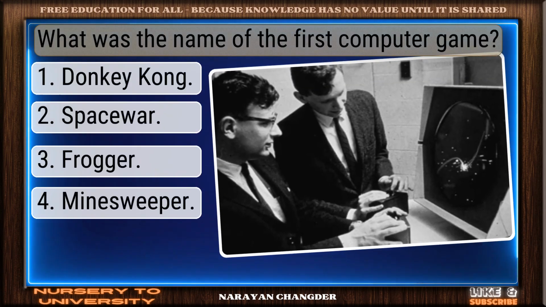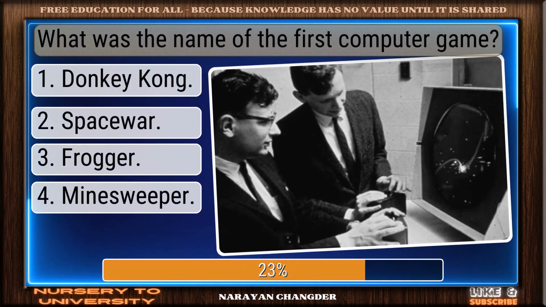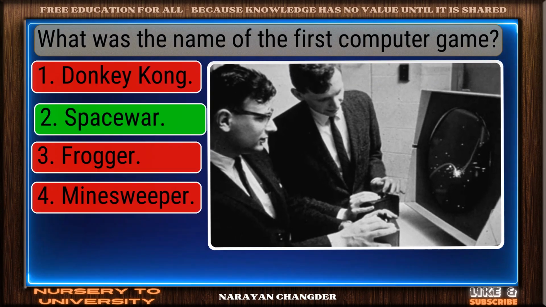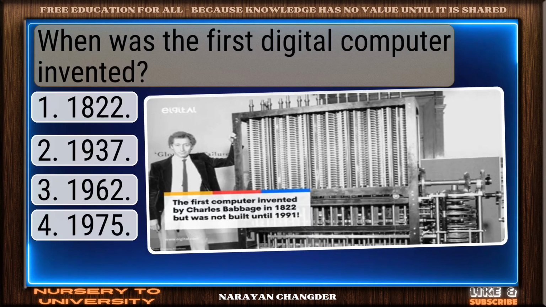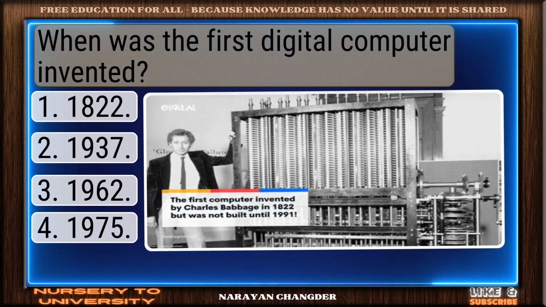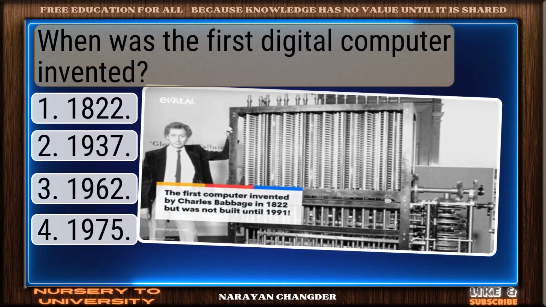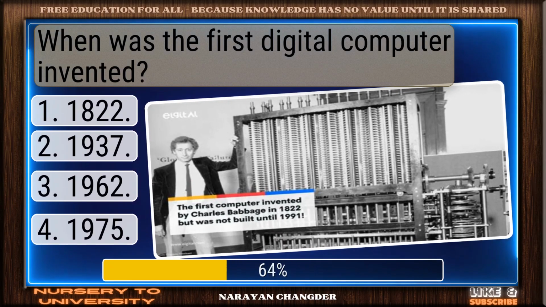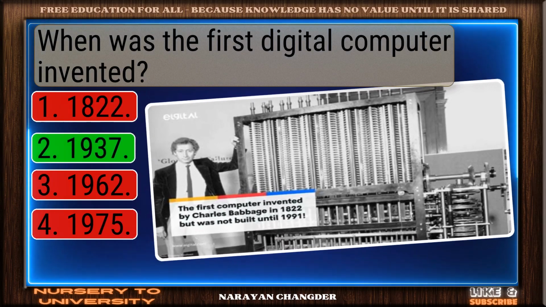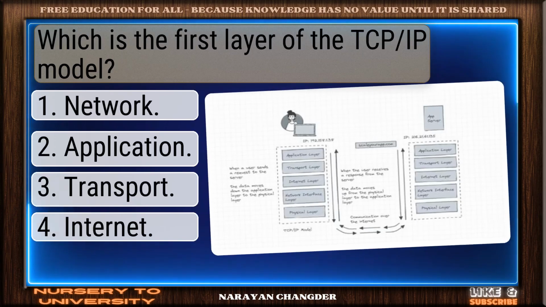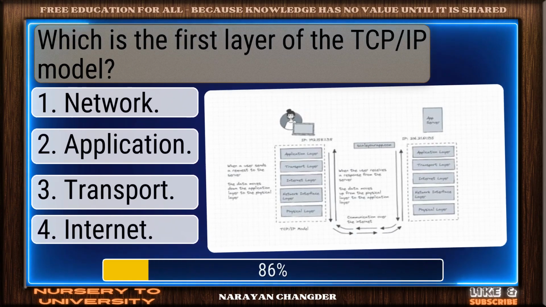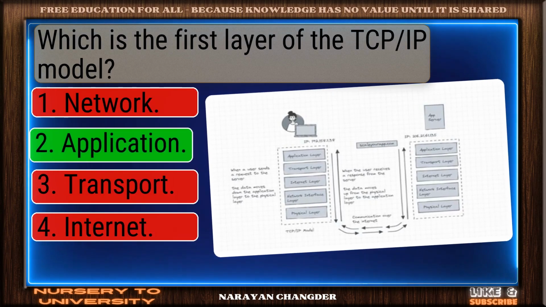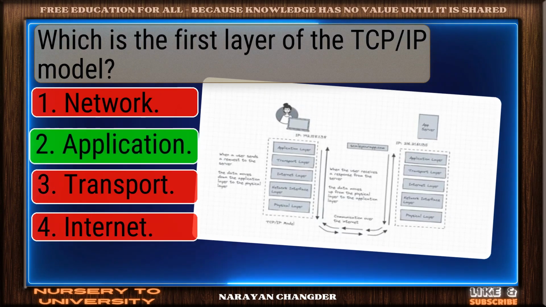What was the name of the first computer game? Correct. Space War is spot on. When was the first digital computer invented? 1937 is true. Which is the first layer of the TCP/IP model? Bravo. Application is the answer.